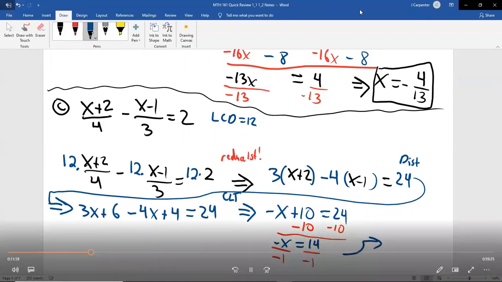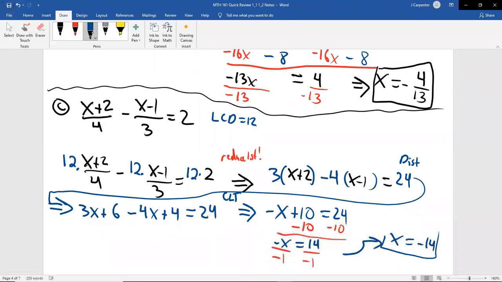And what we end up with is x equals negative 14. Now remember, if you're ever not sure an answer is correct, you can always plug it into the original equation to check it. Sometimes that's easy, sometimes it's not easy. It just depends on the problem. You may end up having to deal with fractions along the way. Hint, wink, nudge for this one.